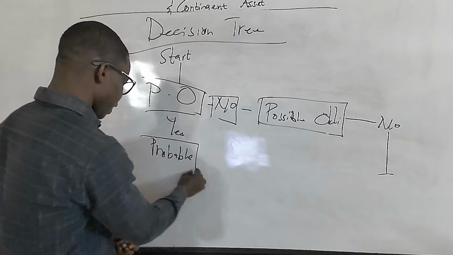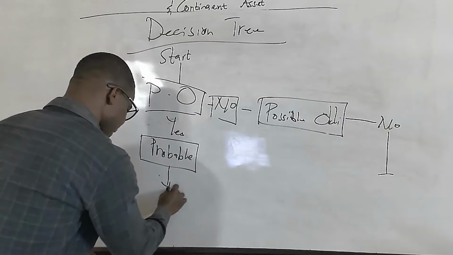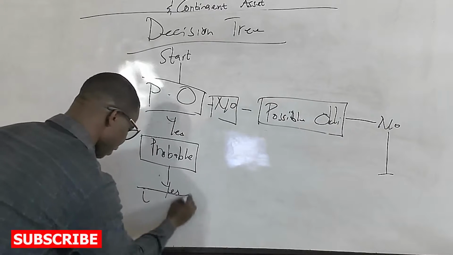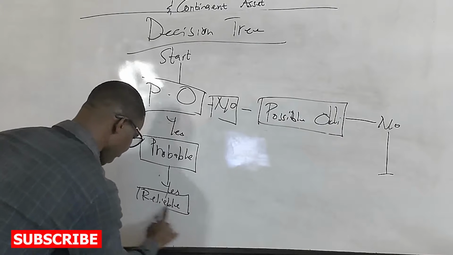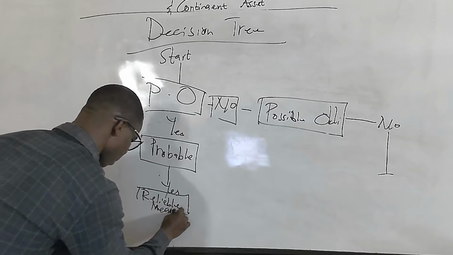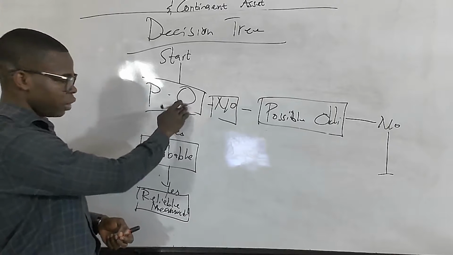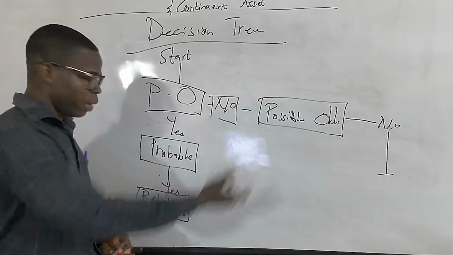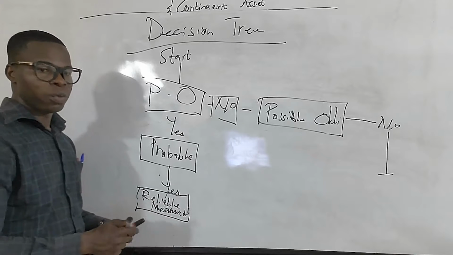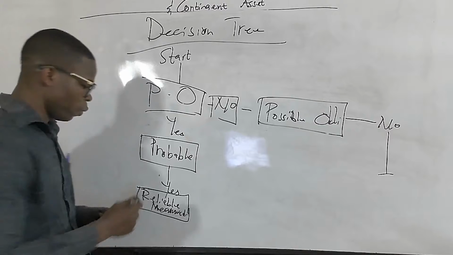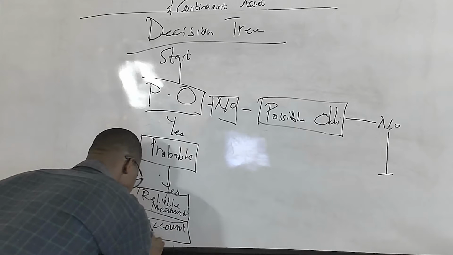Now, let's come here. If it is probable that there will be an outflow, can we measure it? Can this be reliably measured? So the next one is reliably measured. Present obligation, yes. Is it probable that there will be an outflow of economic benefit? Yes. If it is yes, and we can reliably measure it, then what do we do? We account for provisions. So the last result here is that we account for provisions.